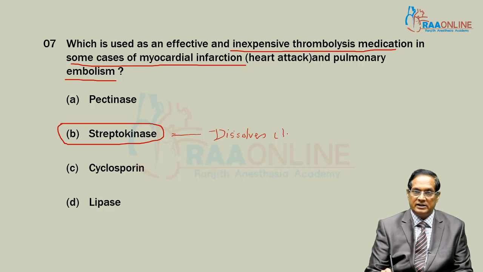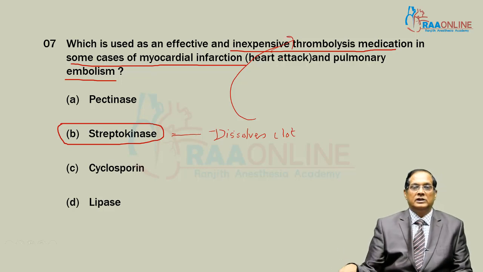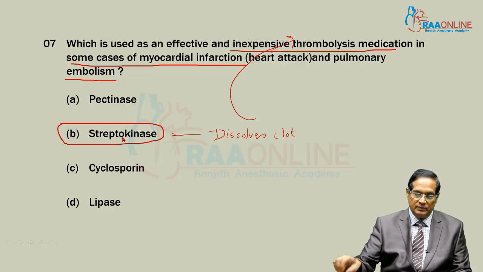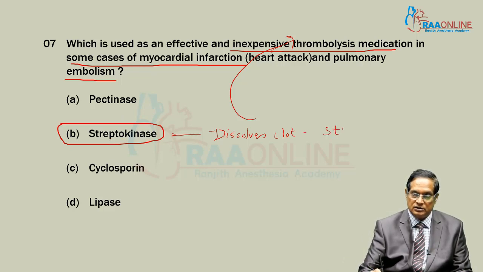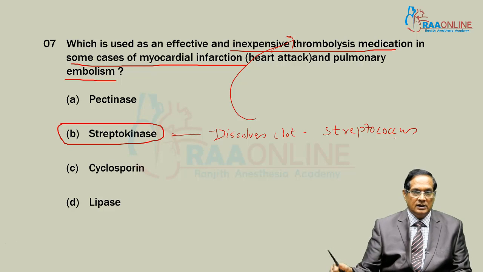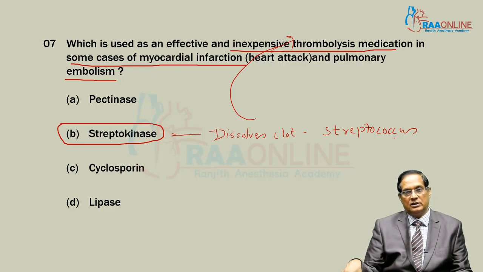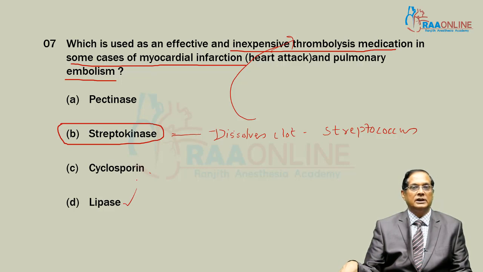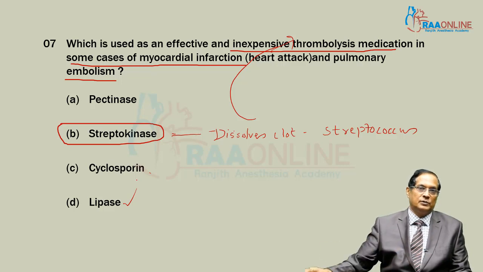So, thrombolytic, that is responsible for the dissolution of clots. Pectinase is an enzyme. Streptokinase is an enzyme. It is obtained from the streptococcus. Its source is streptococcus. Cyclosporin is an immunosuppressive. Lipase, an enzyme, is used for dissolving oil spots, clearing the oil spots from clothes. That's what is used in the detergent.